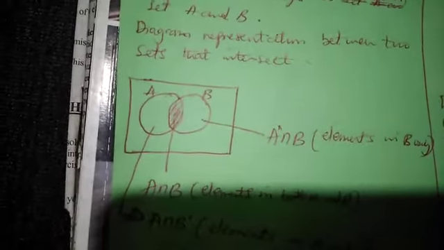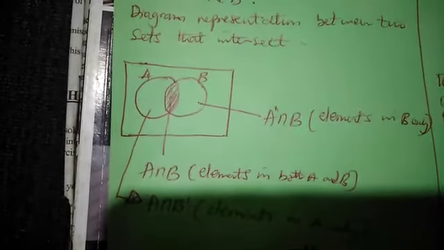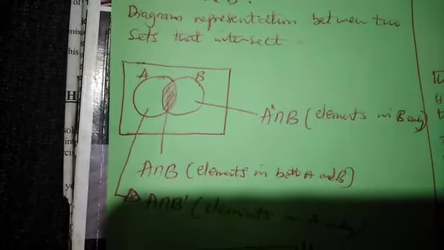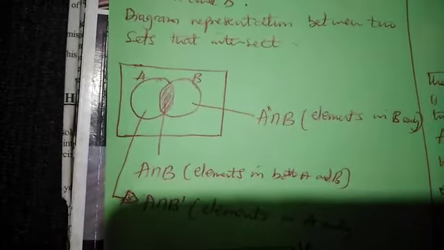Diagrammatically, any set that has an intersection implies that the set is joint, meaning they have a common ground, and that common ground is what is known as its intersection. So that is what has been shown in the diagram below.